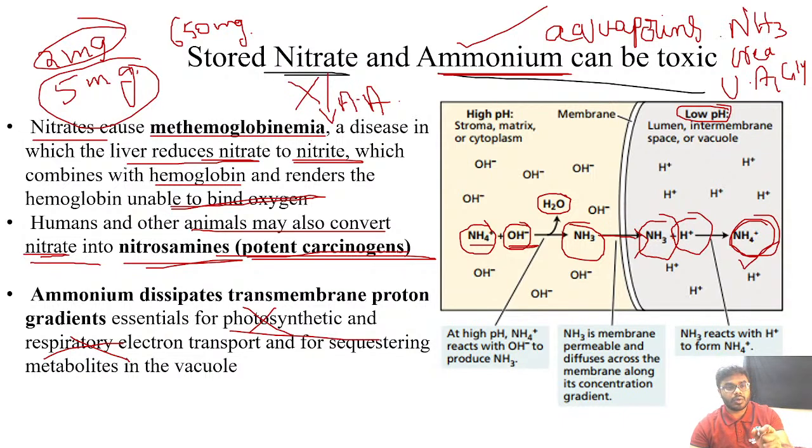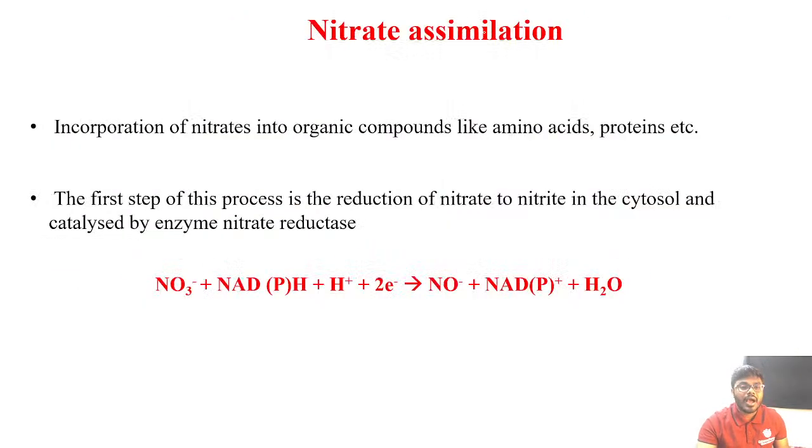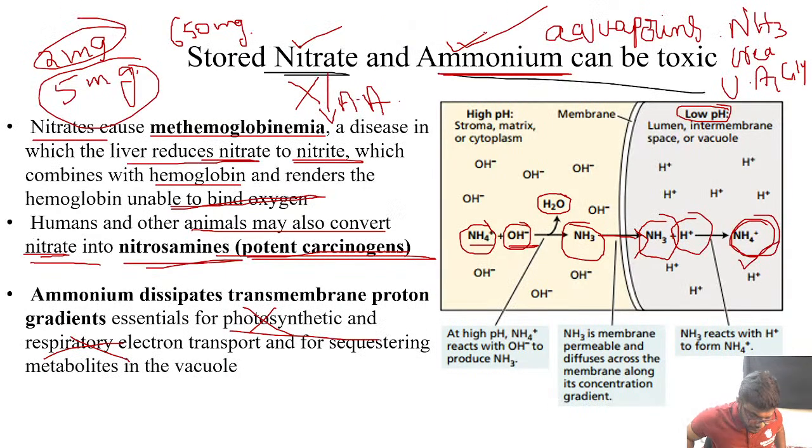So what is the statement that I want to conclude here? The statement I want to conclude here is that the nitrates and ammonium, if they are stored, will become extremely toxic. So that's why plants or animals should not store these two. Instead of storing, we have to convert them into a utilizable form. What is that particular utilizable form? We can call it amino acid.